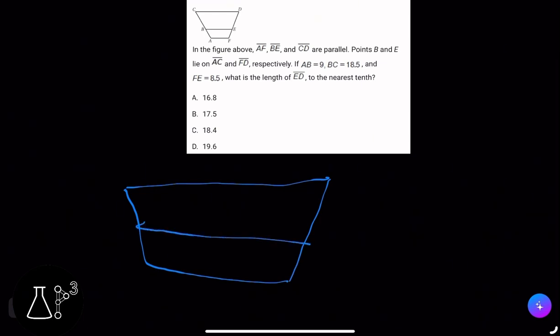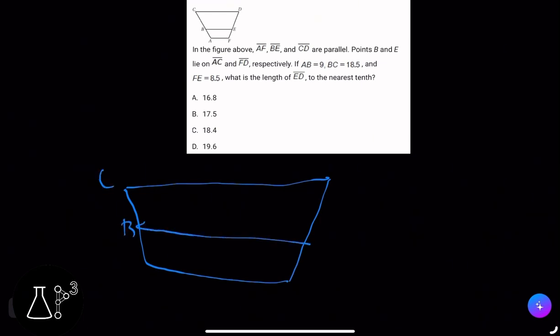Okay, I'm going to do another medium question now. In the figure above, AF, BE, and CD are parallel. Points B and E lie on AC and FD respectively. If AB equals 9, BC equals 18.5, and FE equals 8.5, what is the length of ED to the nearest tenth? Before I do anything and understand what's given, I'm going to rewrite the trapezoid, or the two trapezoids actually.